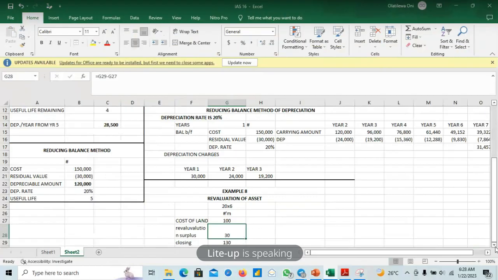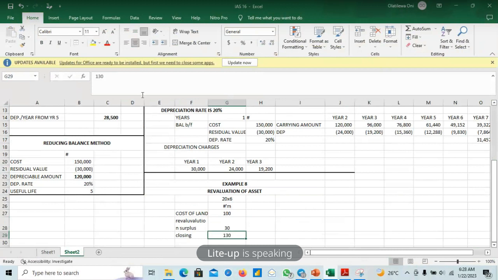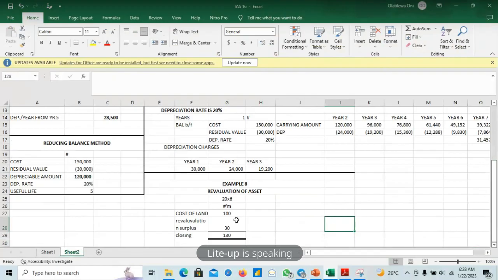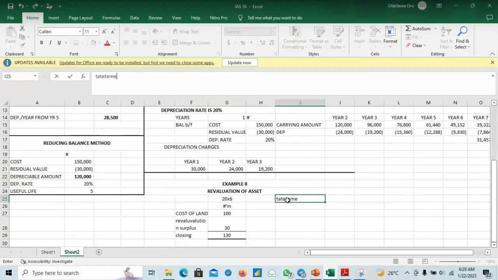Now, how do we treat this revaluation surplus in the financial statement? Very, very important. When there is a surplus and increase in the value of an asset, it is usually treated under the statement of other comprehensive income. You will recall that the statement of profit or loss is also a statement of other comprehensive income. We usually call it statement of profit or loss.